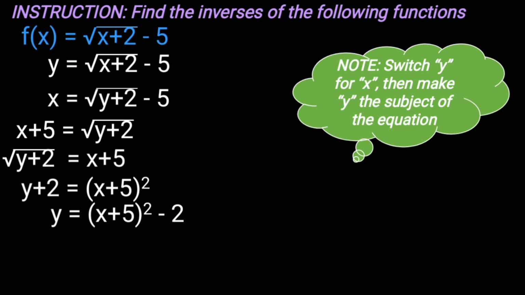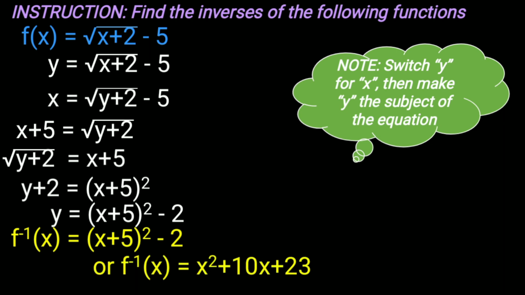And then we can choose to open up the bracket of (x plus 5) squared. And that becomes (x plus 5) squared minus 2. That has become the inverse of our function. So the inverse of our function is (x plus 5) squared minus 2, or if we choose to open up the bracket, that is going to be the inverse function of x, x squared plus 10x plus 23.